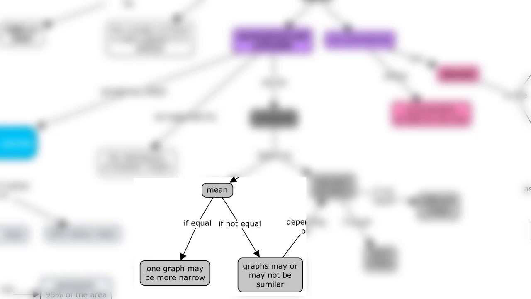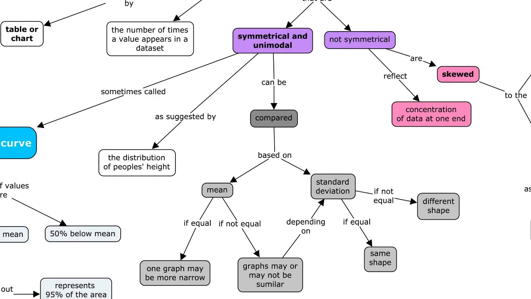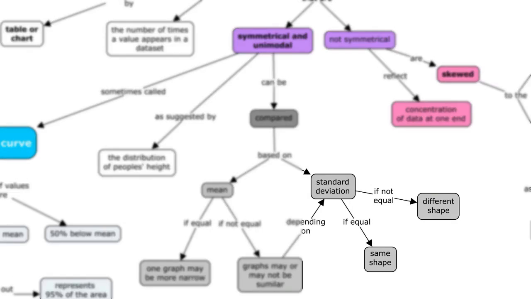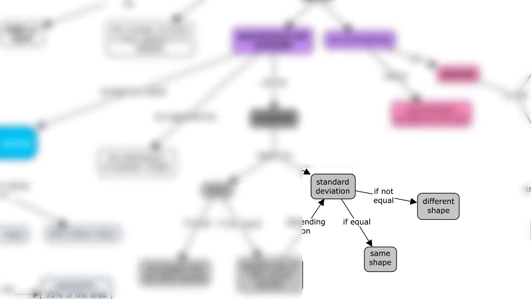Of course, in your mind, if the two distributions you have in mind, which are symmetrical and unimodal, do not have the same mean, then they may or may not be the same graph. Of course, this depends upon the standard deviation for both of the distributions. If they are equal, then yes, by all means, they have the same shape. But if they have two different standard deviations, then we can say that their shapes are different.